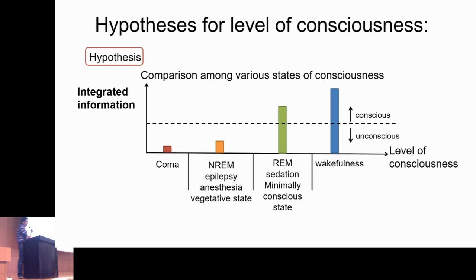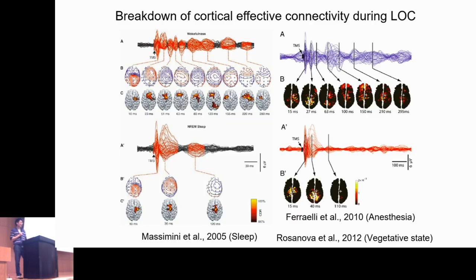About the hypothesis for level of consciousness, integrated information should vary depending on the various states of consciousness. Integrated information should be really low in coma, and also should be low in non-REM, maybe I should say dreamless sleep, and also in the anesthetized state, the epileptic seizure, or in persistent vegetative state. And integrated information should be high in wakefulness and also in REM sleep when we are dreaming. So we have to quantify integrated information in various states of consciousness and verify this prediction. This attempt is starting, but again, there is no direct evidence for that.